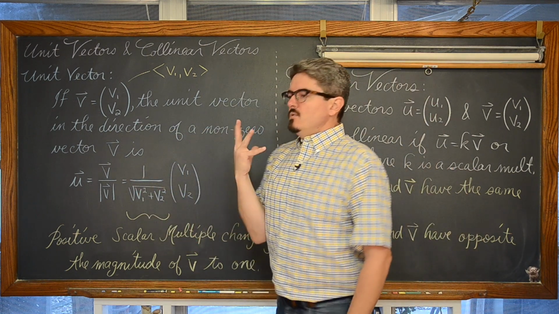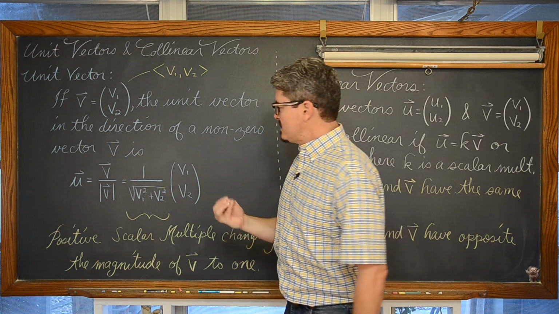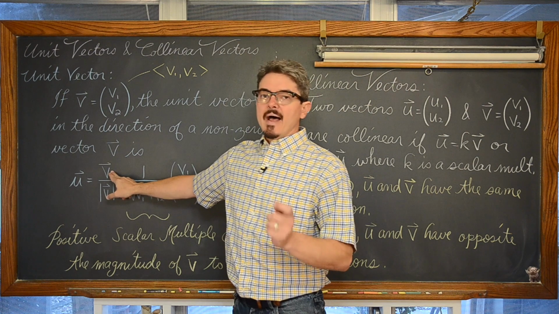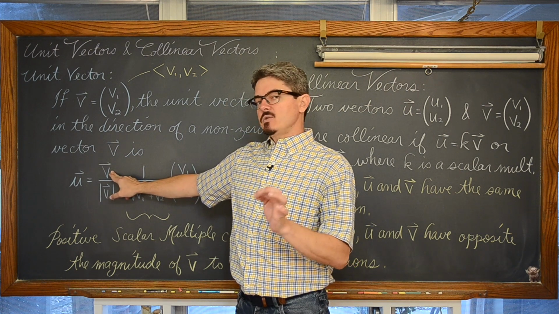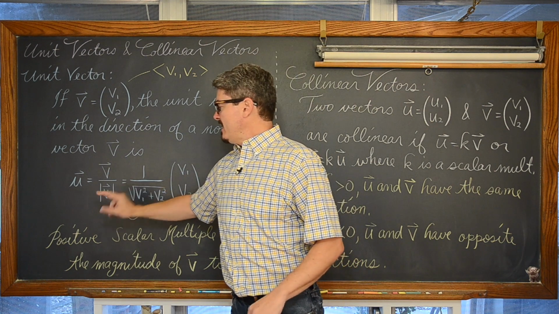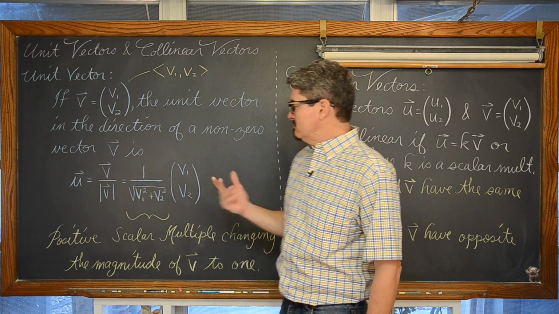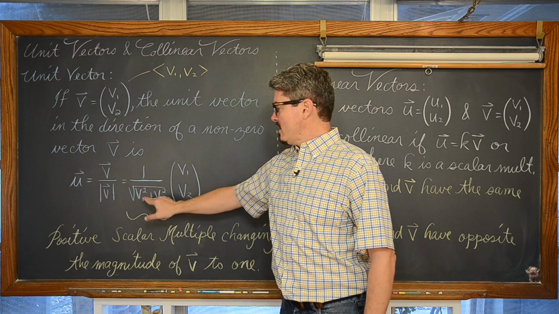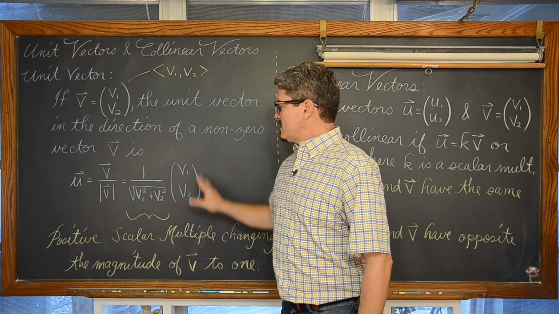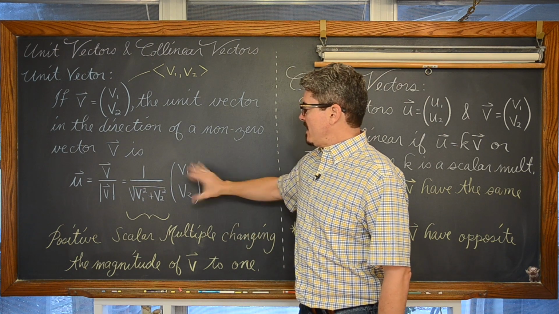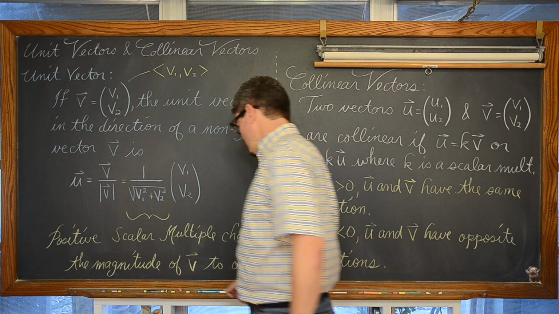Well, to create that unit vector, which goes in the same direction as v, but has a magnitude of 1, the formula there is take vector v and divide it by the magnitude of vector v, or in other words, do 1 over the square root of v sub 1 squared plus v sub 2 squared times, this is creating a scalar multiple that you apply to that vector in its component form.